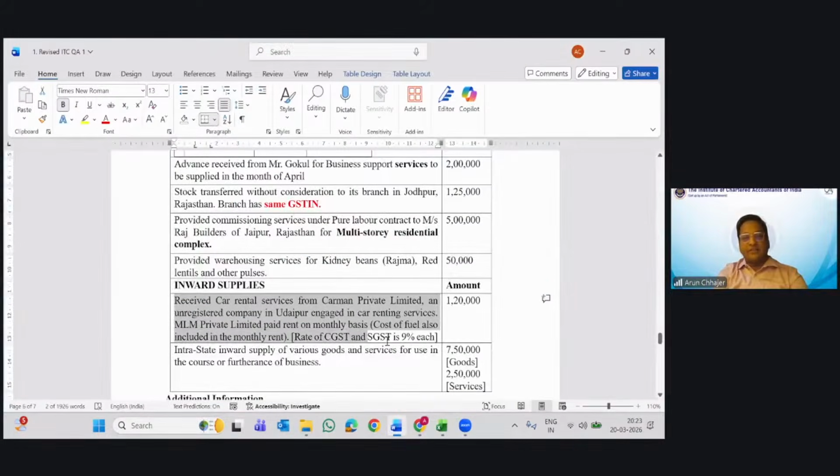Received the car rental services from Carmen Private Limited, an unregistered company in Udaipur, engaged in the car renting services. MLM Private Limited paid the rent on monthly basis. Cost of the fuel included in monthly rent. Will it be RC? Will it be under forward charge?